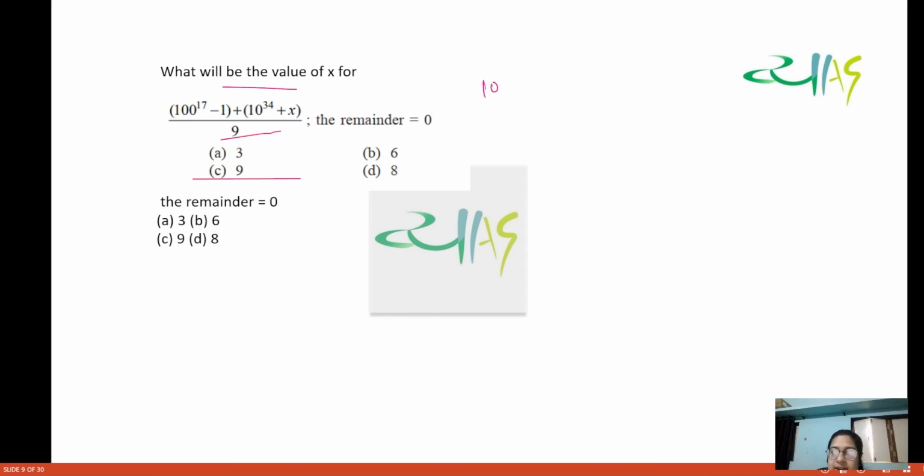So you have 100 to the power 17 minus 1 by 9. Okay, plus 10 to the power 34 plus x. So this whole thing is divided by 9 and you are going to get the remainder 0. So what is the value of x it is asking.